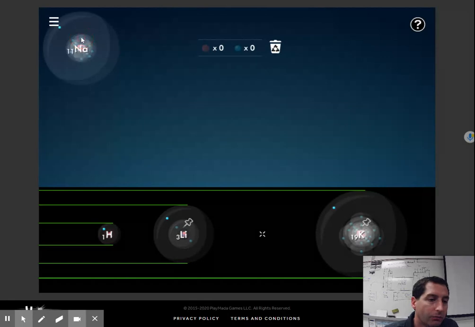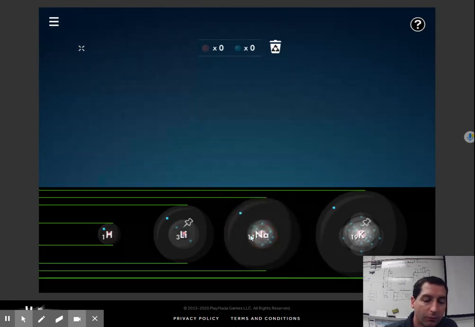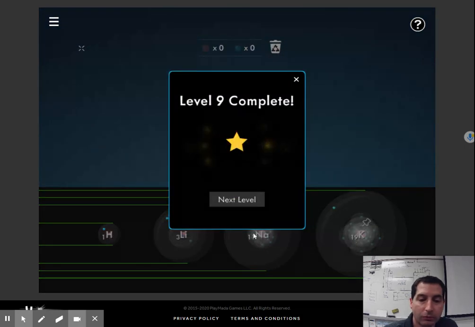And then you can build your atom, and it ends up fitting in nicely, bigger than lithium, smaller than potassium. So hopefully that helps you out, and you can use that when you do the higher levels.